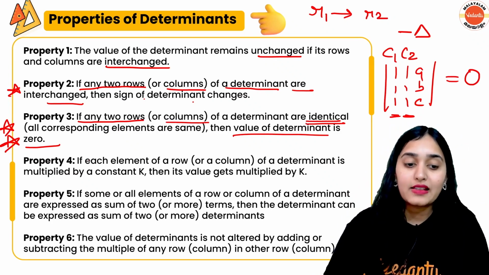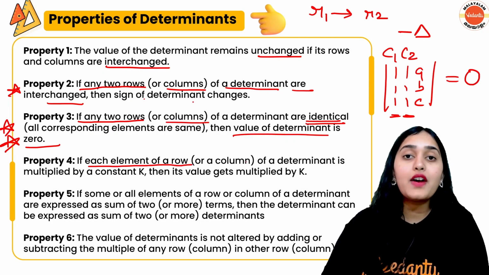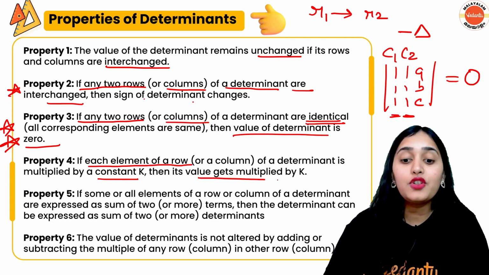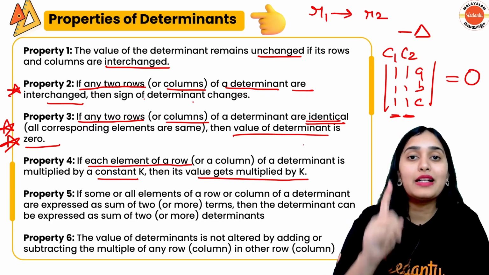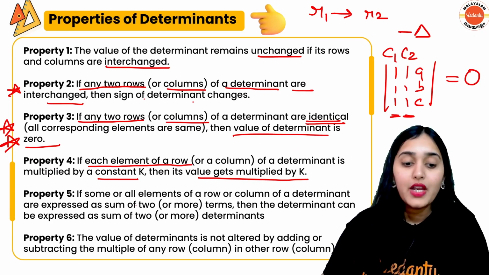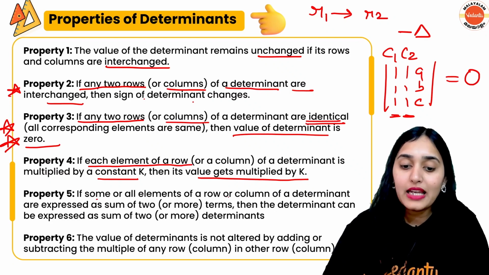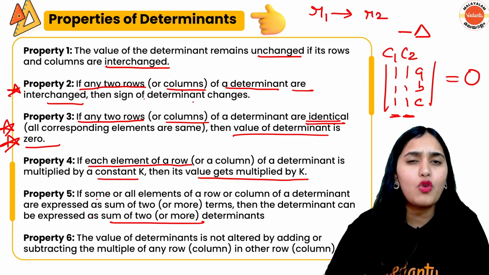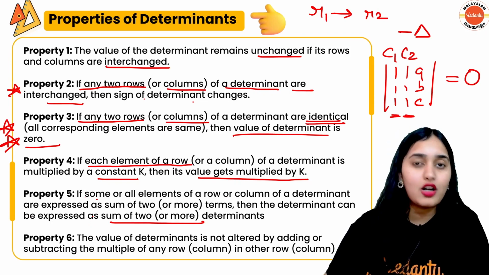Next, if each element of a row or a column is multiplied by a constant, then the total value of the determinant is multiplied by that constant. Now, if some or all of the elements of a row or column are expressed as a sum of two or more terms, then the determinant can be expressed as a sum of two or more determinants. Now, this is not of much use.